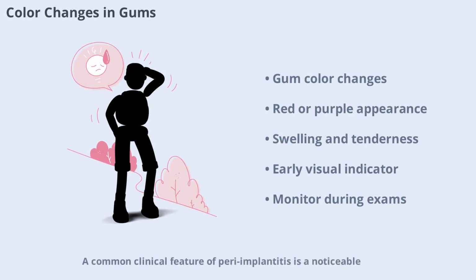A common clinical feature of peri-implantitis is a noticeable change in the color of the gums surrounding the implant. Healthy gums are typically pink, but inflammation can cause them to appear red or even purplish. These color changes are often accompanied by swelling and tenderness. Dentists look for these visual cues during routine examinations, as they can be early indicators of underlying problems. Paying attention to gum color changes can help patients and professionals alike catch peri-implantitis before it progresses.